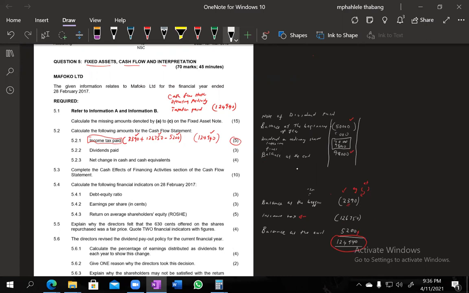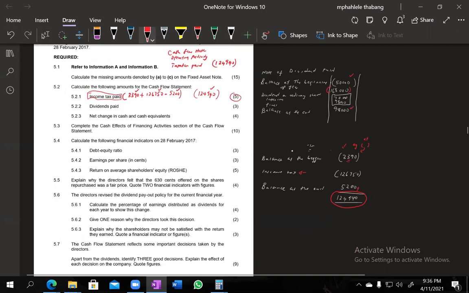0 plus 8 is 8, 6 plus 9 is 15, plus 1 is 16, which means it's 168,000. That is the dividend on ordinary shares, always in bracket, more like the income tax. When we calculate tax paid to SARS, it's always in bracket. Even the dividend on ordinary shares, always in bracket. Now it's easy to calculate dividend paid.